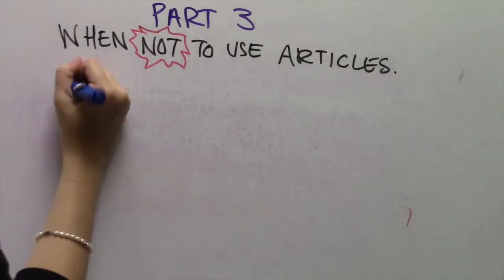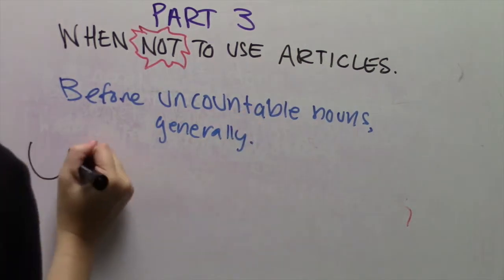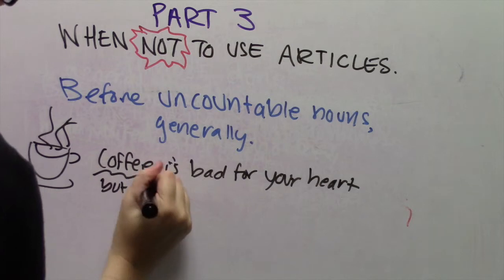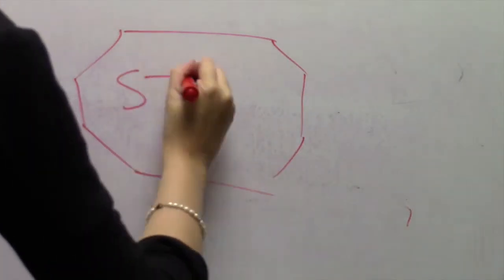So lastly, don't use articles before uncountable nouns, generally speaking. So we'll take the word coffee, for example. You wouldn't say the coffee is bad for your heart, but good for your soul. It can stand alone. Whew, okay, we'll stop there.